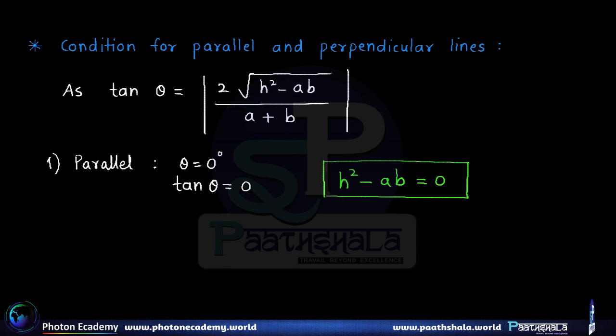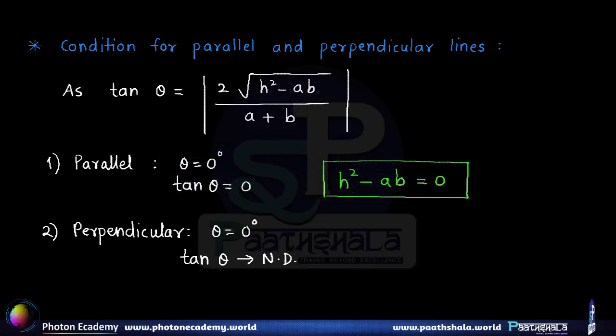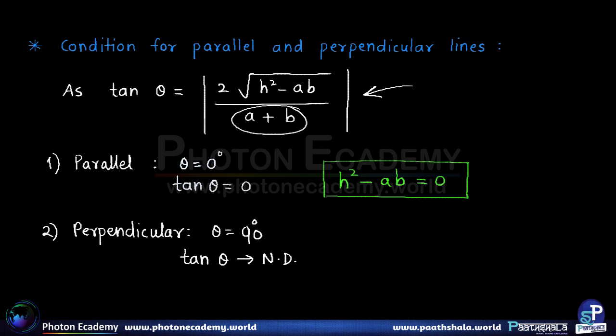Now in case of perpendicular lines, the angle between them must be 90 degrees. But we know that tan of 90 degrees is not defined, isn't it? Let us recollect why it is not defined. Simply because the cos of 90 degrees is 0, right? So therefore when the denominator is 0, that quantity becomes undefined. So therefore to have this particular quantity undefined, we must have its denominator equal to 0.